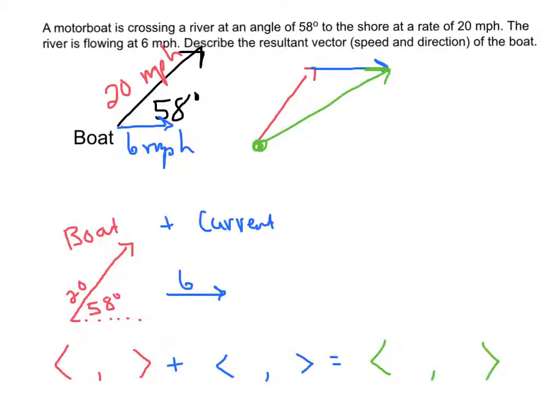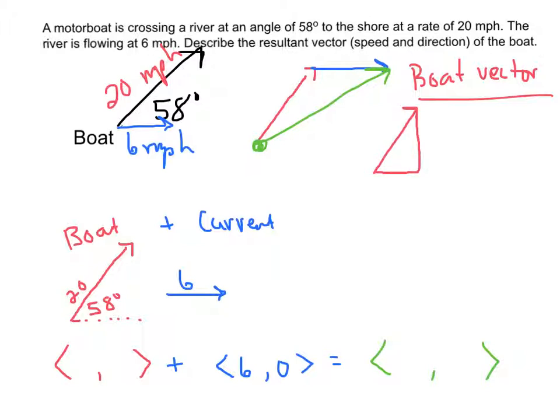So let's figure this out. The current one's pretty easy. That's just 6 in the x direction and it's 0 in the y direction, so we're good to go there. The boat vector we have to do a little bit of math on. So let's go over here and do the boat vector. So we've got our hypotenuse here. We have our x component and our y component. We know this is 20 and the angle's 58 degrees.